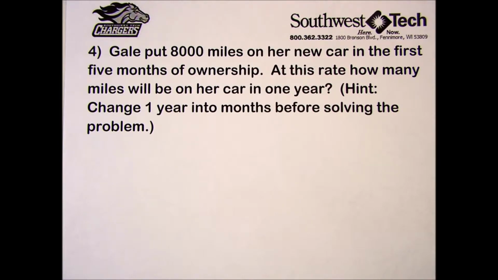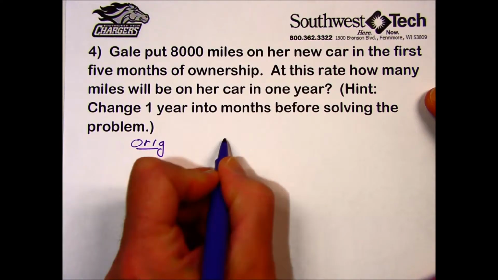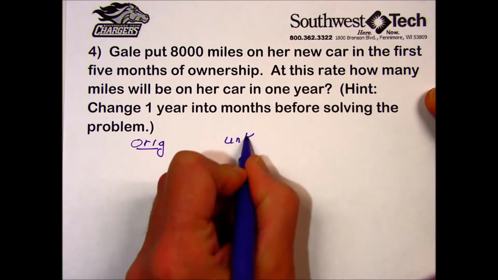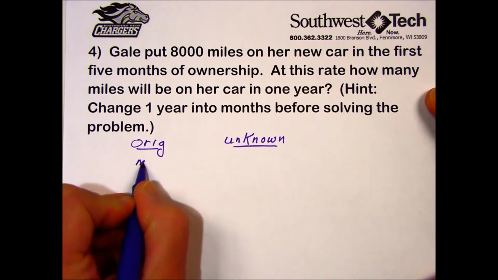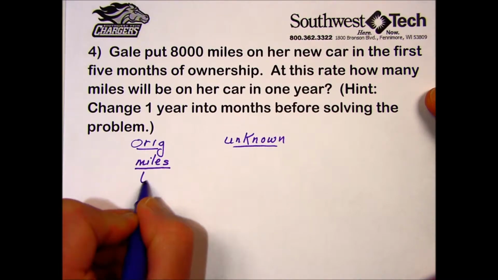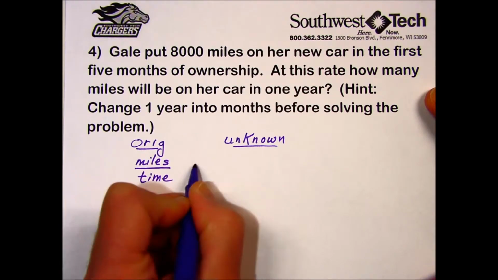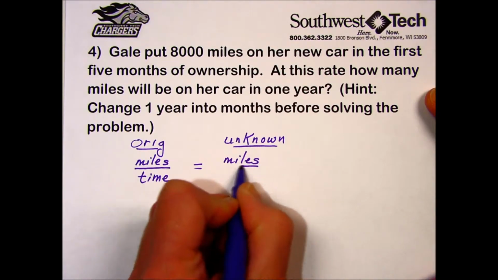Because we're increasing the time, common sense says the number of miles would increase as well. This is a direct proportion, so we're interested in what the original versus the unknown quantity is going to be. And I'm going to set up the ratio of miles to time to solve this. These ratios will equal one another.